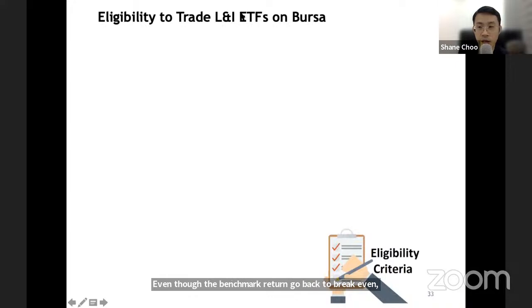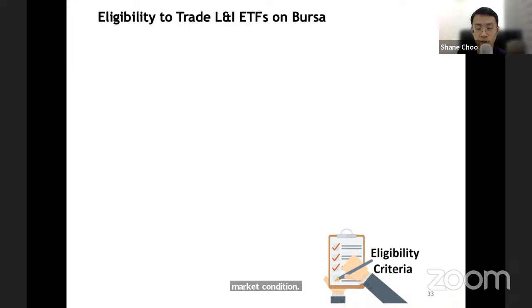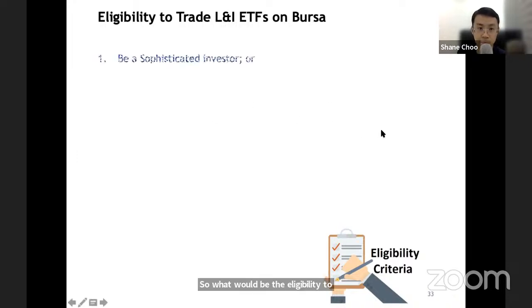So after going through all the complexity of leverage inverse ETF, I'm sure that you have gotten a better idea of how this mathematical compound effect works for you or against you, depending on the market condition. So what would be the eligibility to trade leverage inverse ETF on Bursa Malaysia? Number one, the SC requirement is that you must be a sophisticated investor. You must be either or.